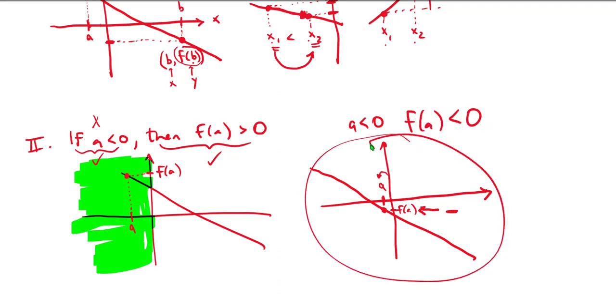So this scenario shows that Roman numeral 2 doesn't have to be true. It can be true, it's true over here, but it's not true over here. In other words, Roman numeral 2 depends on the negatively sloped line that I choose. If I choose this line, Roman numeral 2 is true.